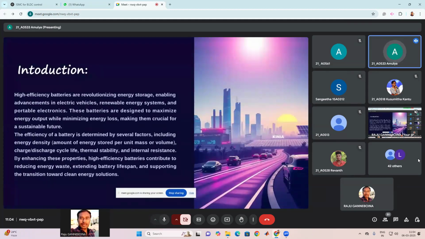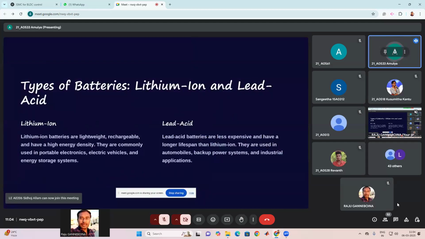The efficiency of these batteries is determined by various factors, as mentioned in the PPT, like energy density, charge and discharge life cycle, thermal stability, and internal resistance. With enhancement of these properties, the battery efficiency will also increase. Today we'll mainly be discussing two main types of batteries, the lithium ion battery and the lead acid battery. Lithium ion batteries are very lightweight, rechargeable, and have high energy density. They are used mainly in electronics, electric vehicles, and energy storage systems.